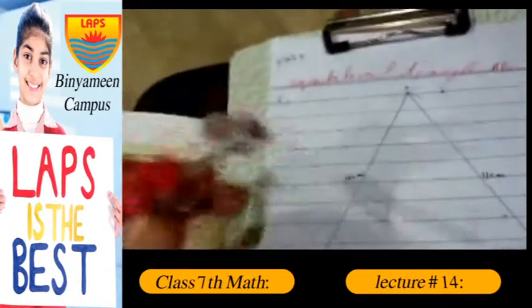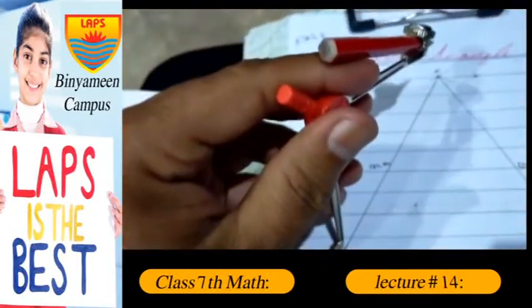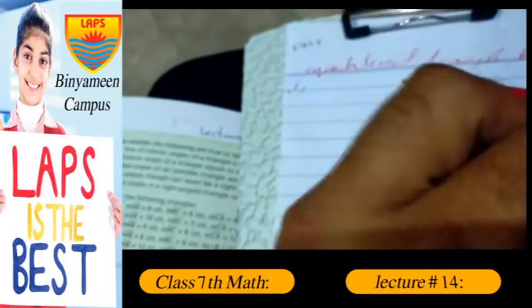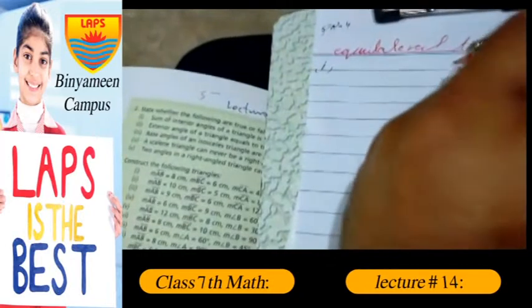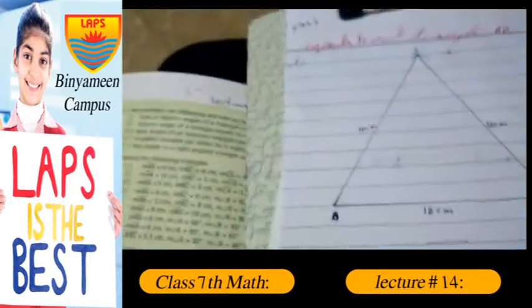Draw like that, no? Put the compass and then cut. Then again center of B. Okay.